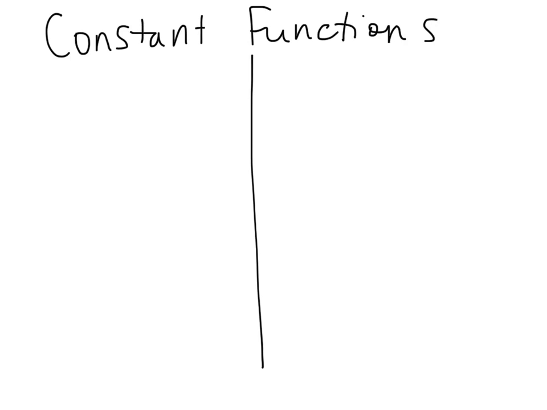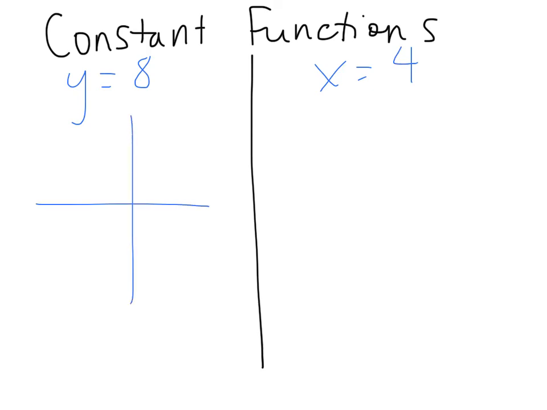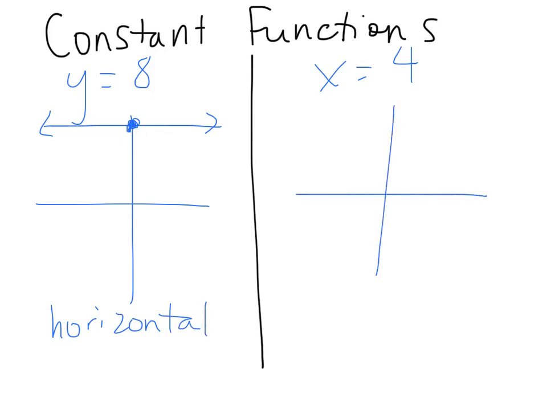Now, two things to remember. We have some equations that we call our constant functions. Constant functions are when we just have like y equals 8 or x equals 4. All right? If you have y equals a number, you're going to look at your graph and you're going to go on the y-axis and you're going to put a dot at 8, and that is going to be a horizontal line. So if it's y equals something, it's horizontal. And if it's x equals something, you're going to put the dot on the x-axis at 4. And then you're going to have a vertical line right there at 4. So it will be vertical, so it has an undefined slope.